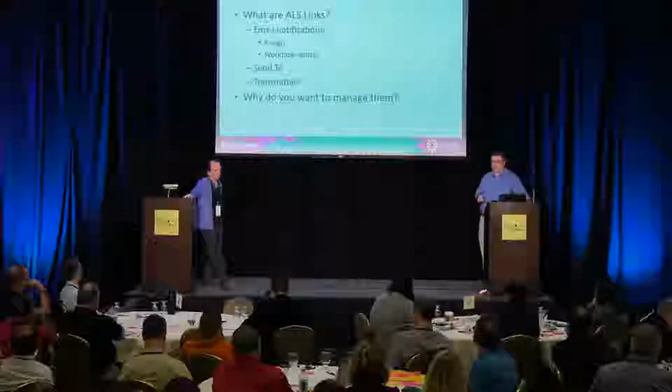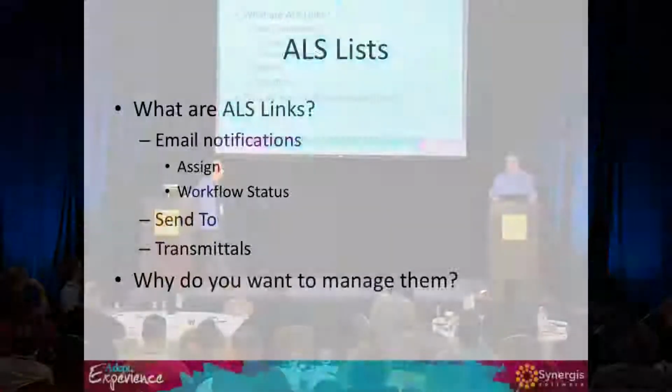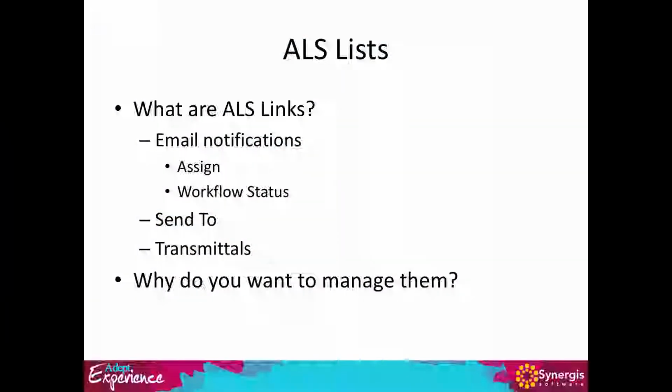ALS links, right? So what are ALS links? Ugh, I'm getting it all mixed up. Every time you get an email notification via workflow, so the following files have been assigned to you, or they have been approved and they're waiting for your approval, anytime those files get to you, those are ALS files, right? If you use the send to command and you choose to send them as an ALS link or an Adept link, that link that comes through is an ALS file, right?